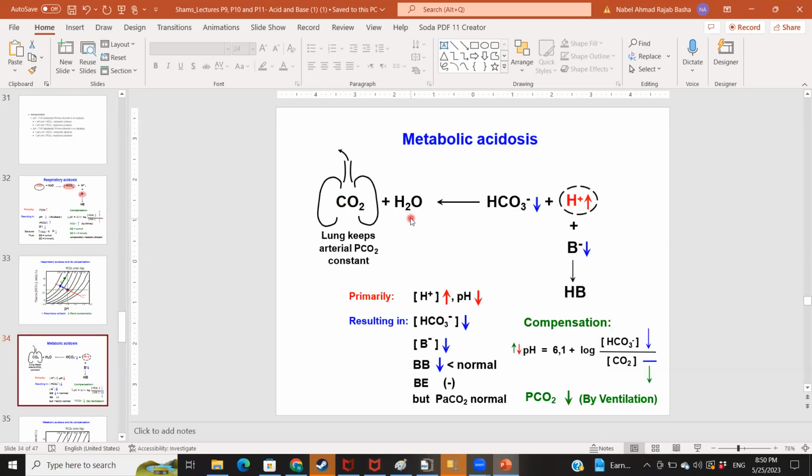Metabolic acidosis, same concept. Let's say that we have an acid that just entered our body. It will result in increased amount of hydrogen, and if hydrogen increases, obviously pH will decrease. The body will enter the state of acidosis, and the immediate compensatory mechanism in metabolic acidosis is the lung. The lung will hyperventilate.